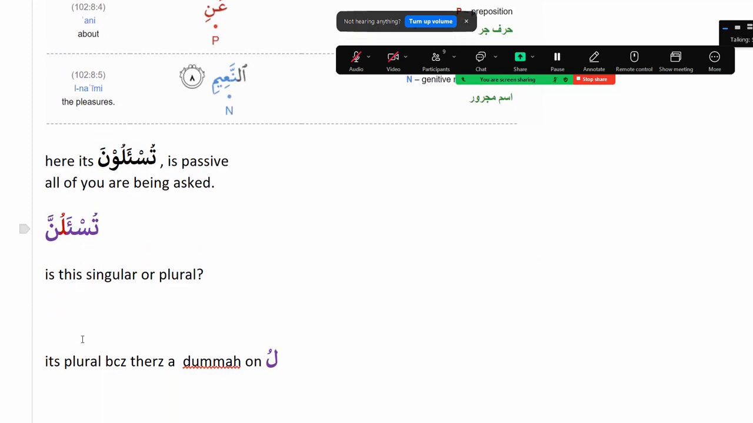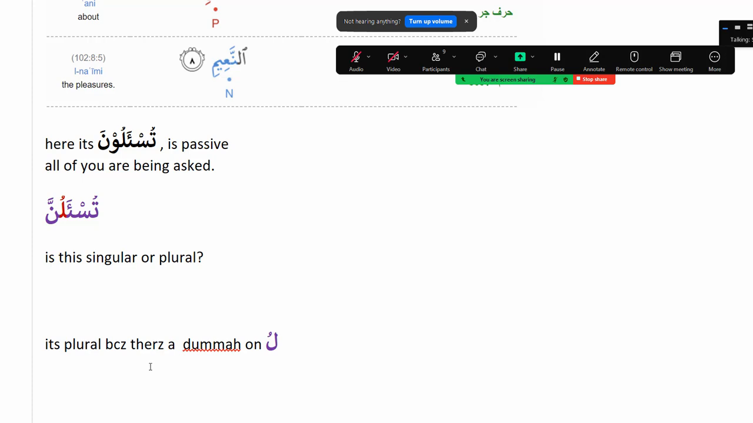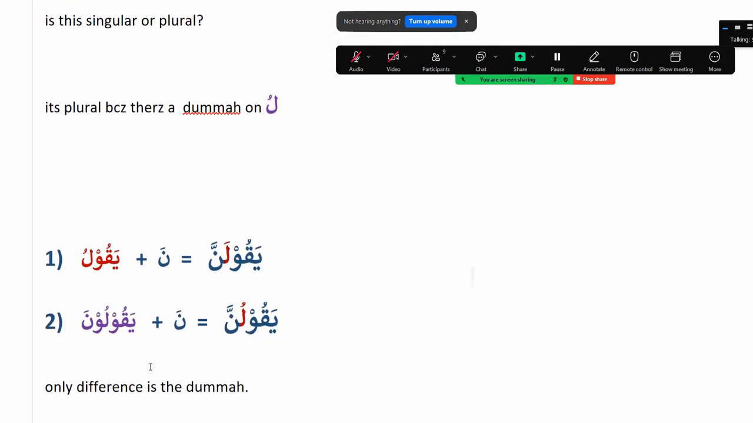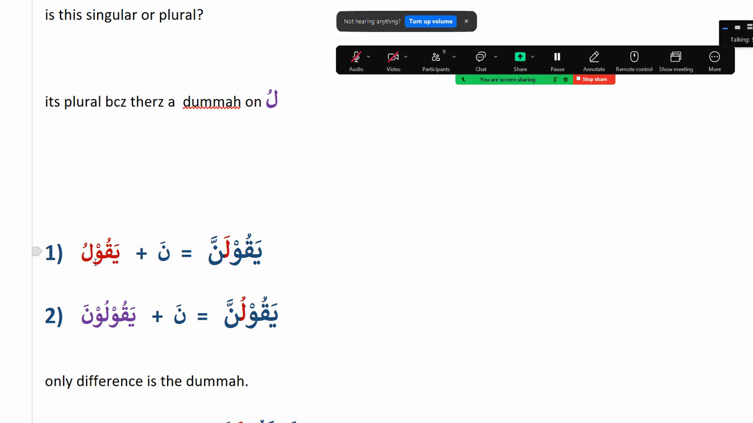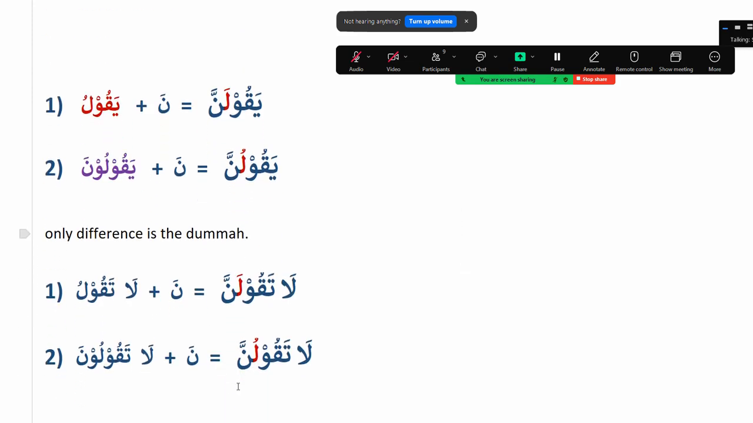Singular, right? Mashallah. So this is plural because there's a dhamma on lam. La tus'alunna. Now, yaqulu plus noon becomes yaqulanna because it's singular, right? Yaquluna plus noon of emphasis becomes yaqulunna. The only difference is the dhamma, right? And la taqulu plus noon of emphasis becomes la taqulanna because taqulu is singular. La taquluna, this is plural, with the noon of emphasis it becomes la taqulunna.